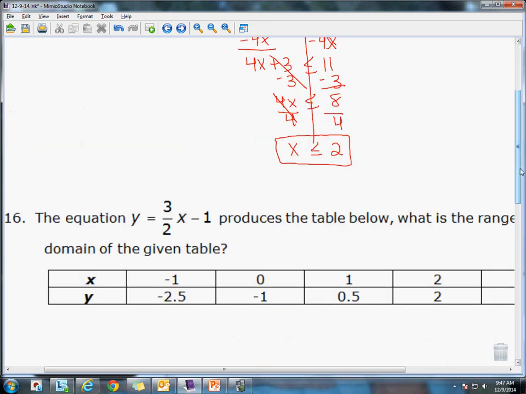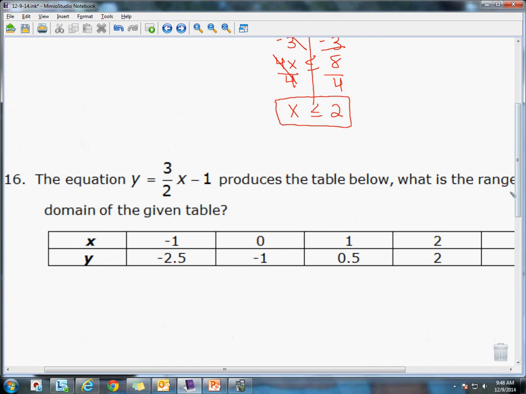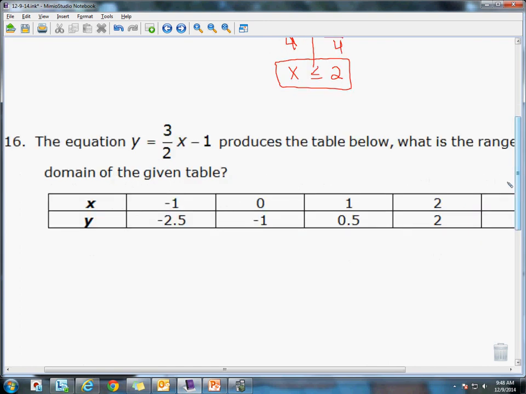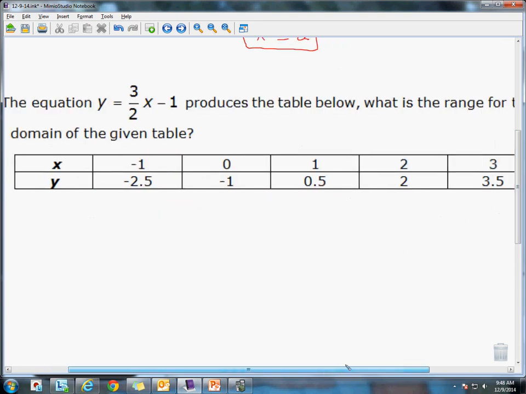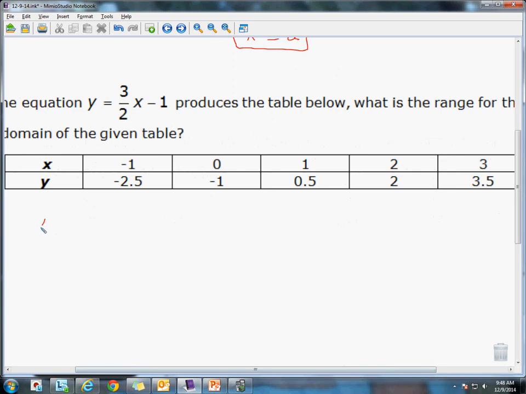Number 16, they give you the equation y equals 3 over 2x minus 1, which produces your table below. It's asking for the range and the domain for the table. So this is a really simple problem. If you just write down x, y, I D of the doctor, independent, dependent, domain, and range. We know domain is x and range is y.